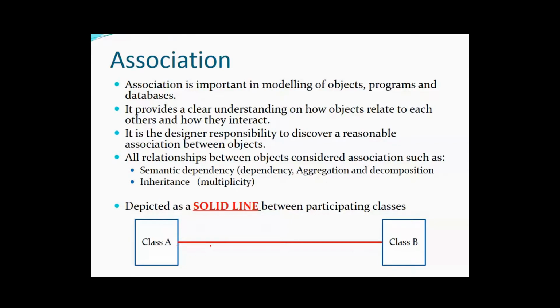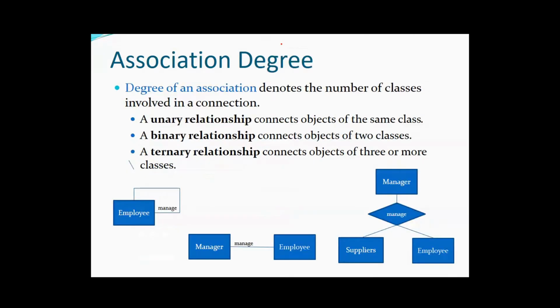The association is drawn as a line between two objects, class A and class B. If I want to say they are associated with each other, I draw a line between them like this. One single line. This is association. Now we have something called association degree. Association degree means how many classes are involved in this association.